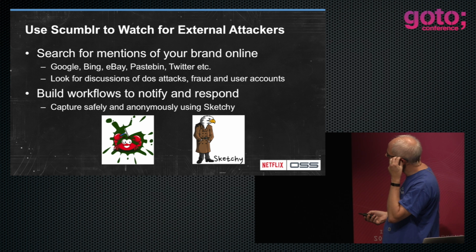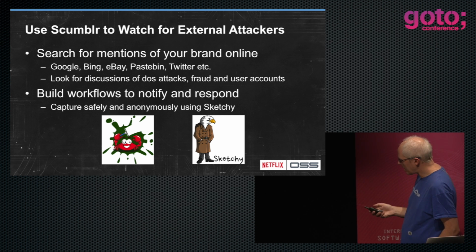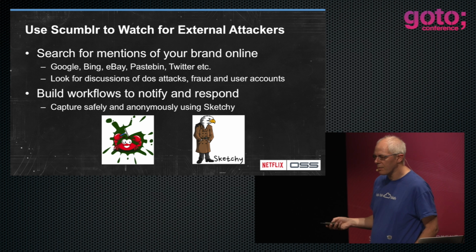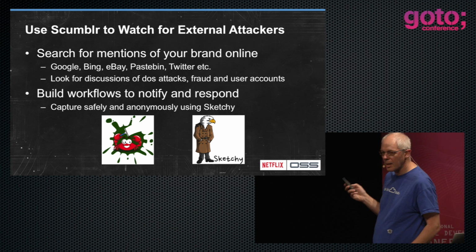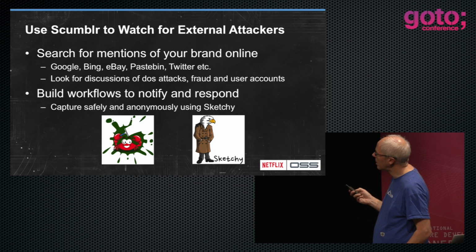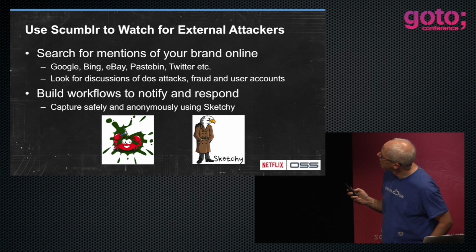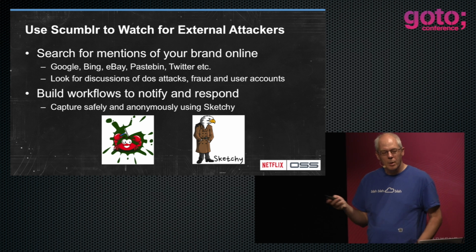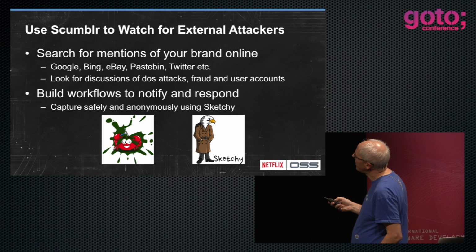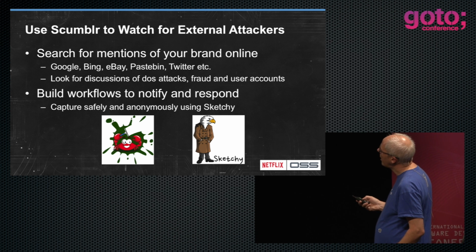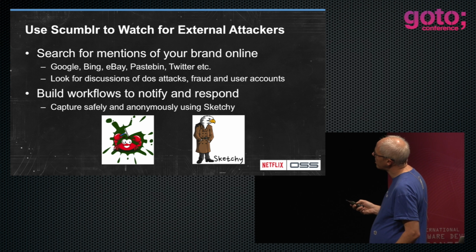Scumblr. So it has built-in searches. You put in a search for something that you think would be an interesting search query, and it automatically has built-in APIs for driving Google, Bing, eBay, Pastebin, Twitter, and a few other places, like YouTube, I think was another one. So it will automatically and continuously search using that query or a set of queries against a lot of different search engines, look for all of this kind of stuff, and build a workflow to notify and respond so your team can deal with it.